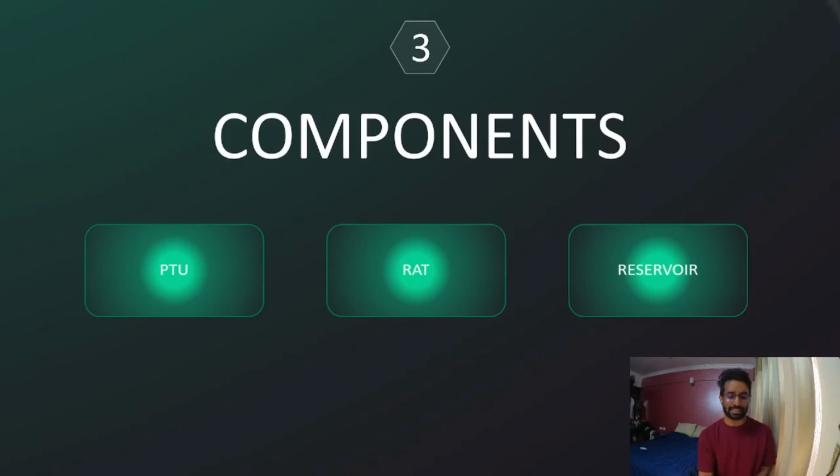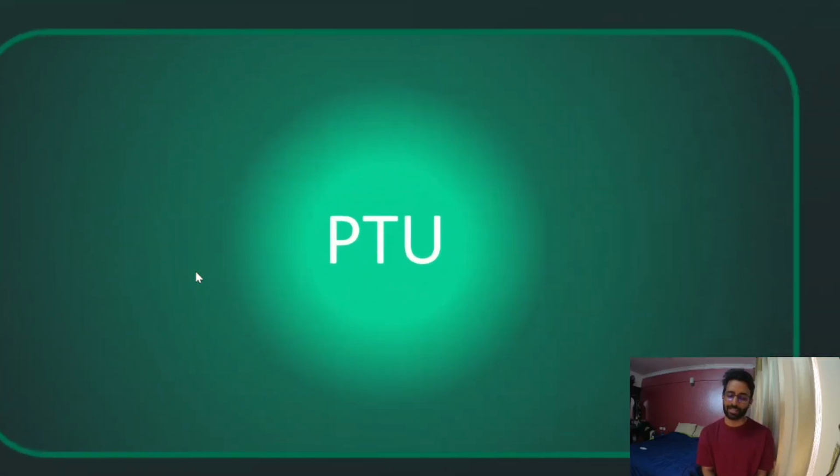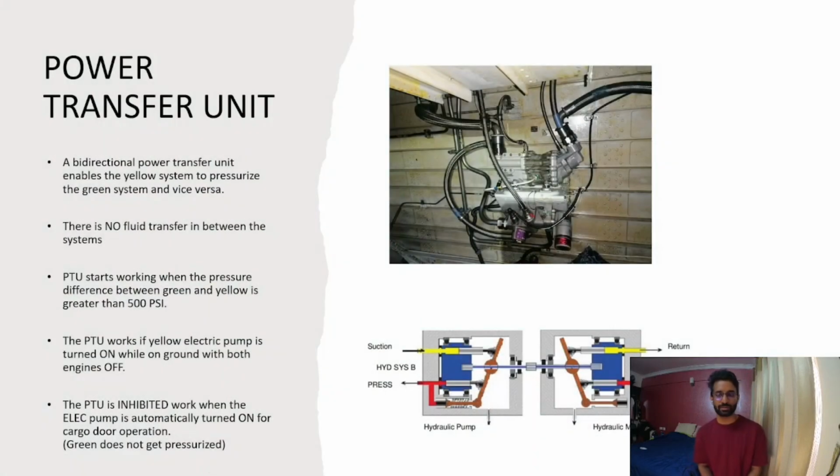So we have already discussed the PTU. What does PTU mean? It means power transfer unit. So we've seen in basic the working of it, right? It does not transfer hydraulic fluid from one system to the other, but it is capable of transferring hydraulic pressure from one system to the other, and it works only between the green and the yellow, or between yellow to the green. It's vice versa. Blue has nothing to do with PTU. That is one thing you need to understand.